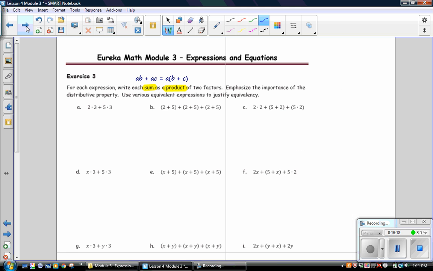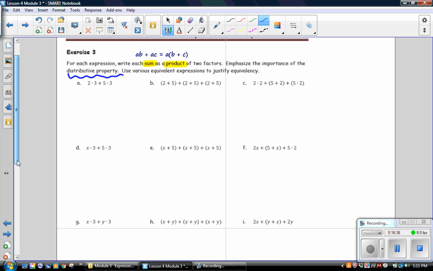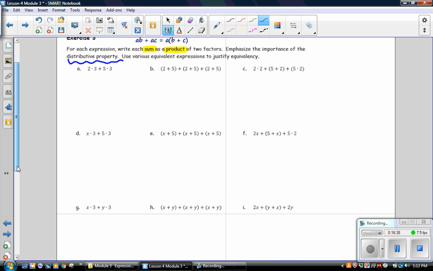For each expression, write each sum as a product of two factors. Emphasize the importance of the distributive property. Use various equivalent expressions to justify equivalency. So remember the sum is written in the form of AB plus AC, and the product is A times the quantity, B plus C. We're going to do the second row, starting with problem D. X times 3 plus X times 5.